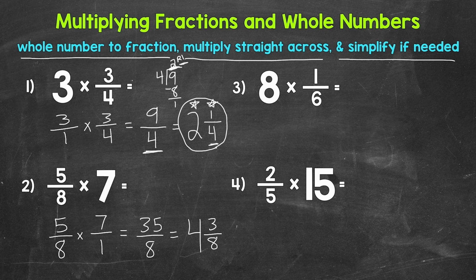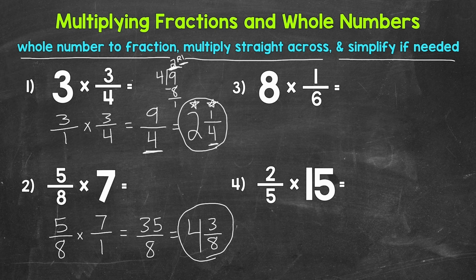Let's see if we can simplify the fractional part of the mixed number. 3/8 is in simplest form. The only common factor between 3 and 8 is 1. So we are done here. Our final answer, 4 and 3/8.